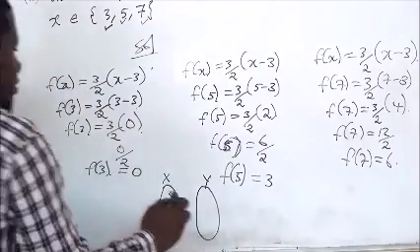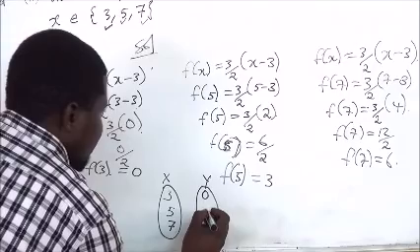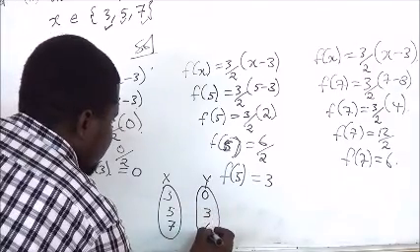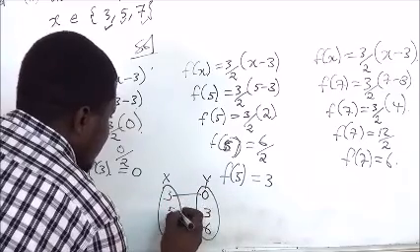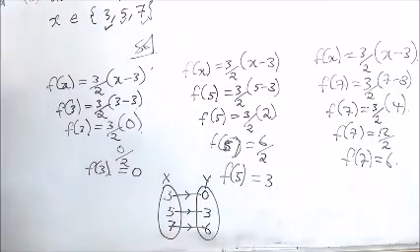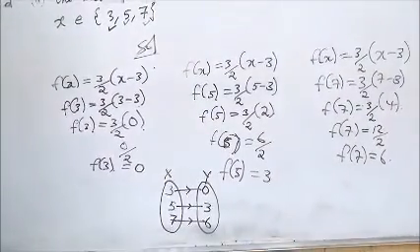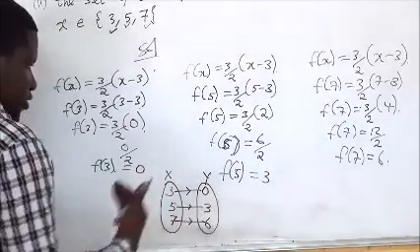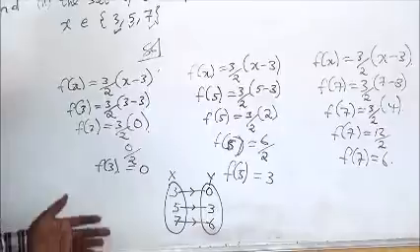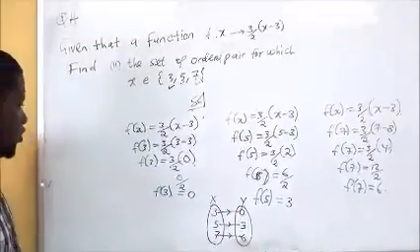So what is the result? It's going to be (3, 0), (5, 3), and (7, 6). So these ones will be my pairs of this particular function. So I've come up with the ordered set of pairs of the domain and the range. So this is my final answer. So this is what we're supposed to do during the final examination.